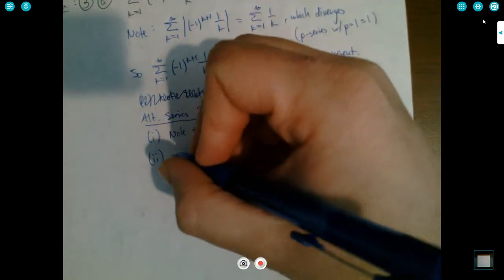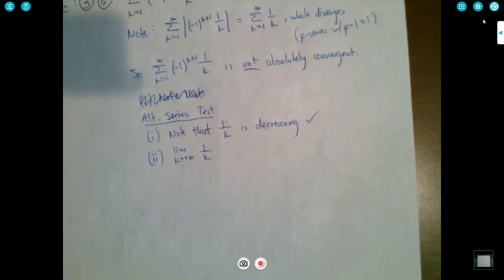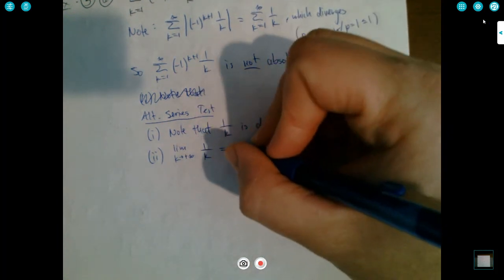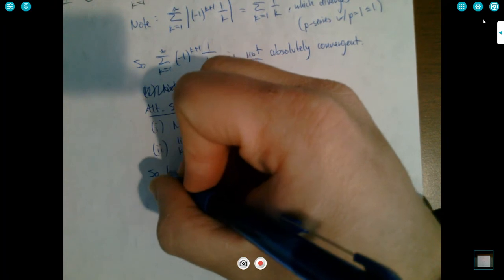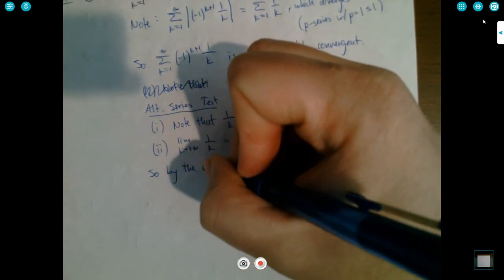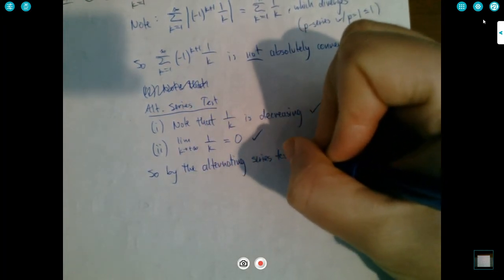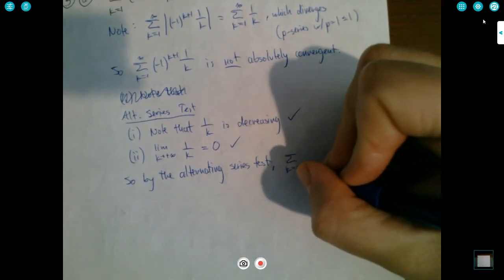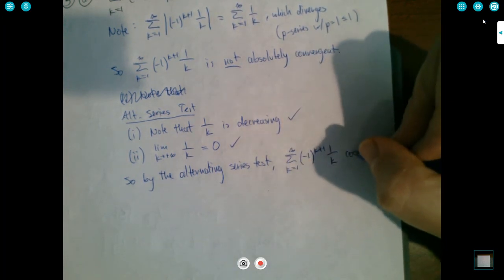And the second condition is that you have to look at the limit as k approaches positive infinity of 1 over k. And as k gets really large, this fraction is going to get really small. So this goes to 0, right? So that condition also holds. So by the alternating series test, the sum from k equals 1 to infinity of negative 1 to the k plus 1 times 1 over k converges.